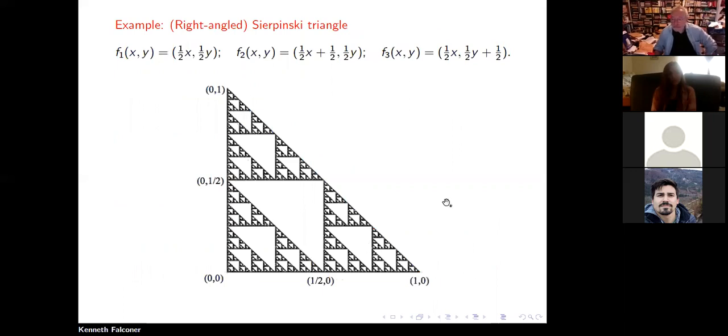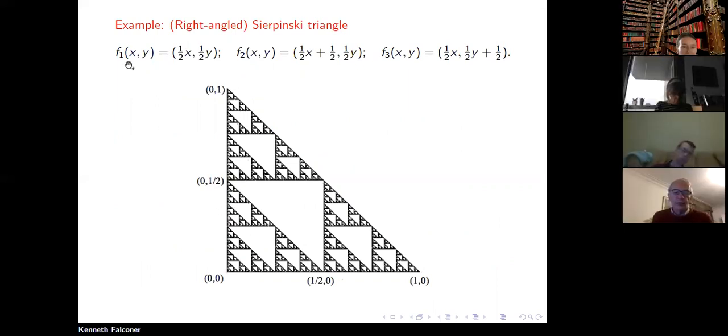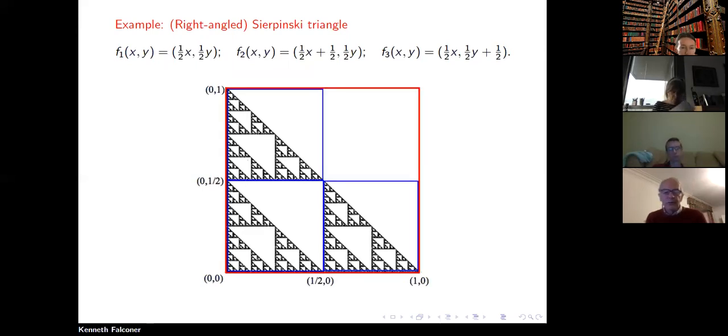So here's another example in 2 dimensions. The right-angled Sierpinski triangle. You can see obviously it's made up of these 3 copies of itself like that, and you can write down the mappings in this way. They're all contractions of ratio 1/2, and the whole right-angled Sierpinski triangle is the union of these 3 scale 1/2 copies. And I'm going to superimpose a sort of template on that. There's a large red square, the unit square, and then there are 3 blue squares of side 1/2 that fit together in the obvious way.